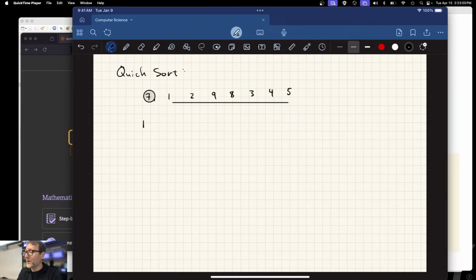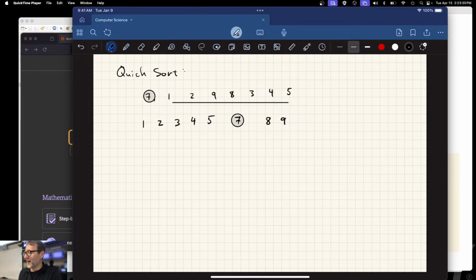I'm going to put 1 to the left because it's less than 7. 2 will go to the left because it's less than 7. 9 is greater, so it'll go to the right. 8 is greater, so it'll go to the right. 3 is less. I can't believe I did this. 4 and 5. And then 7 ends up being the pivot element right in the middle. It's not supposed to be completely sorted at this point, but that's just because I was not smart enough to make sure that it was jumbled up enough.